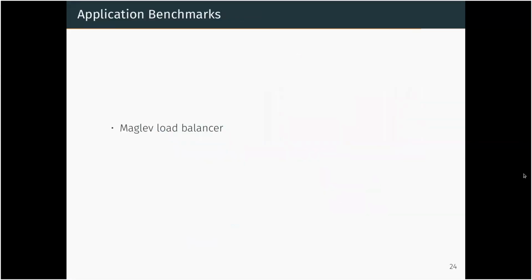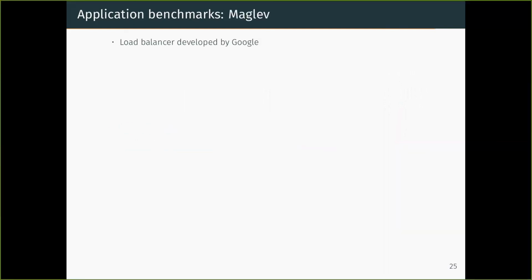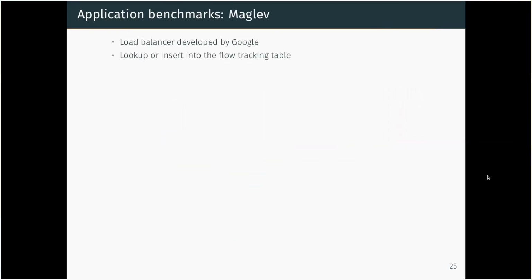To understand the performance overheads of safety and isolation on application workloads, we developed several applications that traditionally depend on a fast data plane of the operating system kernel: a Maglev load balancer, a network-attached key-value store, and a minimal web server. Maglev is a load balancer developed by Google. Processing a packet involves either a lookup or insert into the flow tracking table.